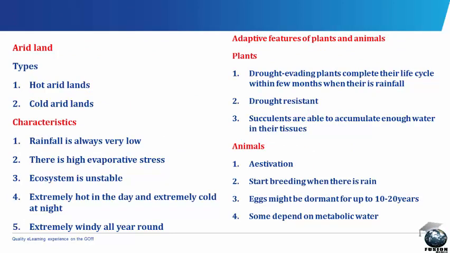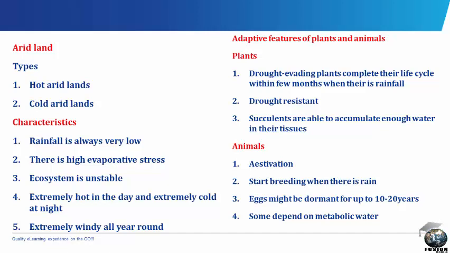The arid land. The arid land is made up of the hot arid land and the cold arid land. The hot arid lands have temperature as high as 77 degrees centigrade, for example hot deserts and semi-deserts, while the cold arid lands have temperature which are never up to 0 degrees centigrade. Their characteristics include: 1. Rainfall is always very low in the arid land. There is high evaporative stress.